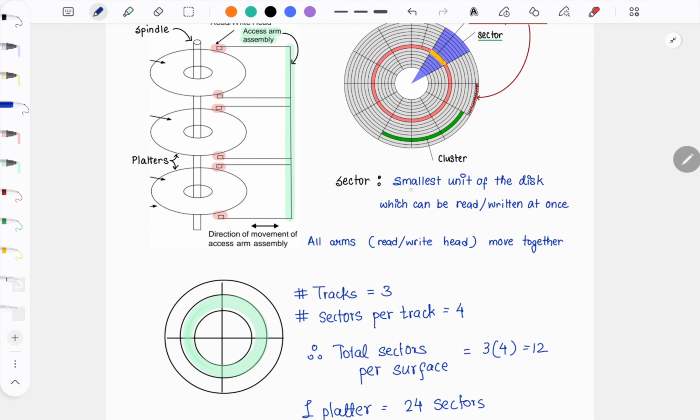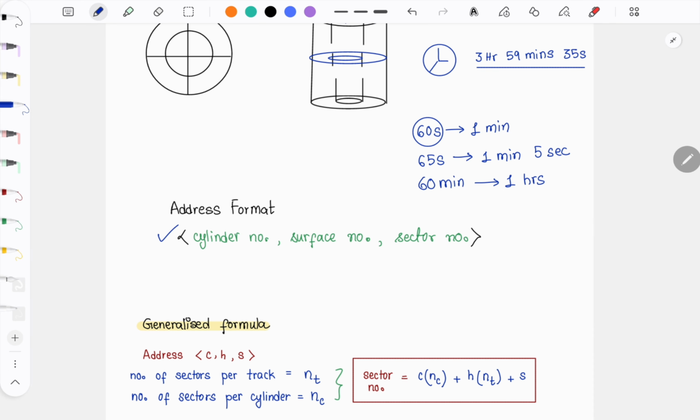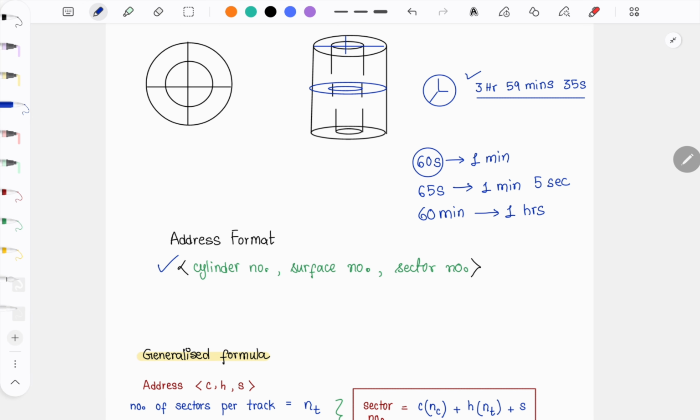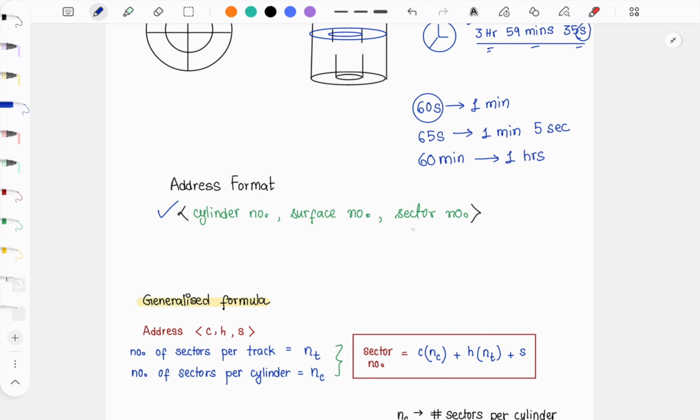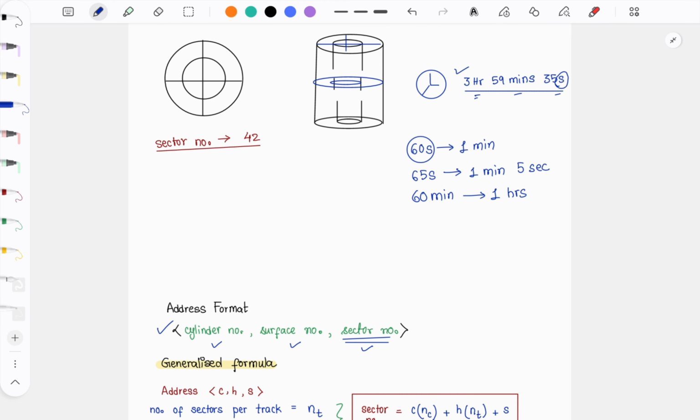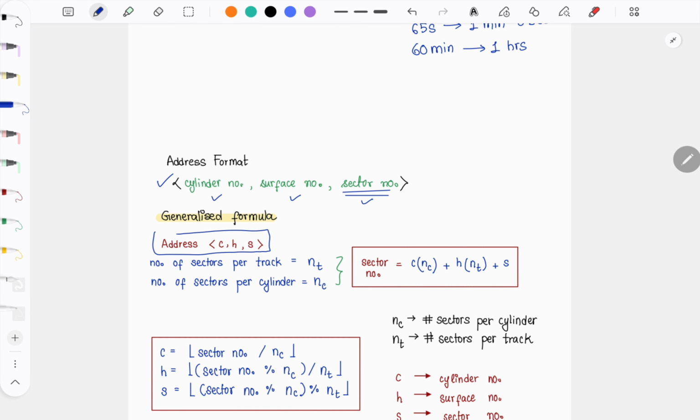Previously we saw that the sector is the smallest unit of the disk. In a similar manner, a second is also not the smallest unit, but when we consider hour, minute and second, it is comparatively the smallest unit used among these. So in this manner, when only the sector number is given, we want to show it as cylinder number, surface number and sector number. Okay, now we will take an example with respect to these pictures. Sector number 42 is given. We have to write it in this address format.